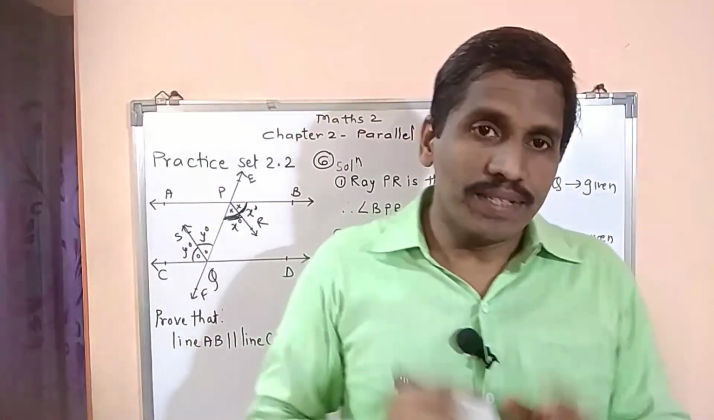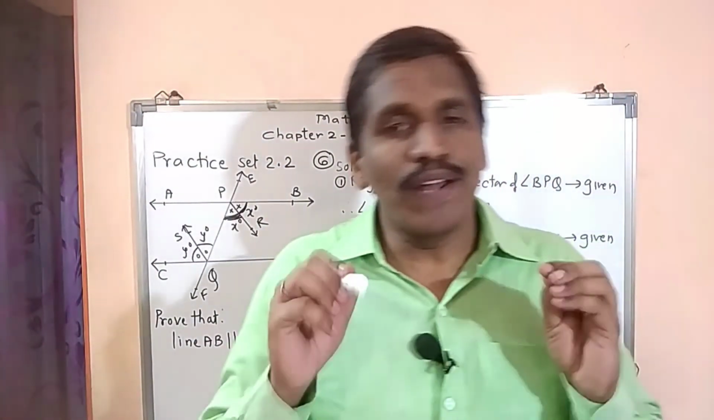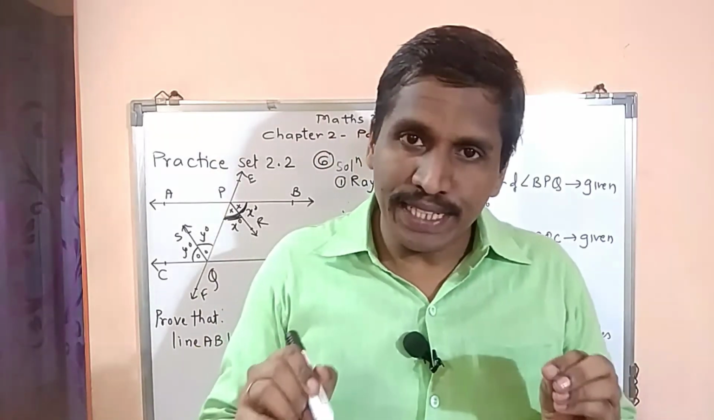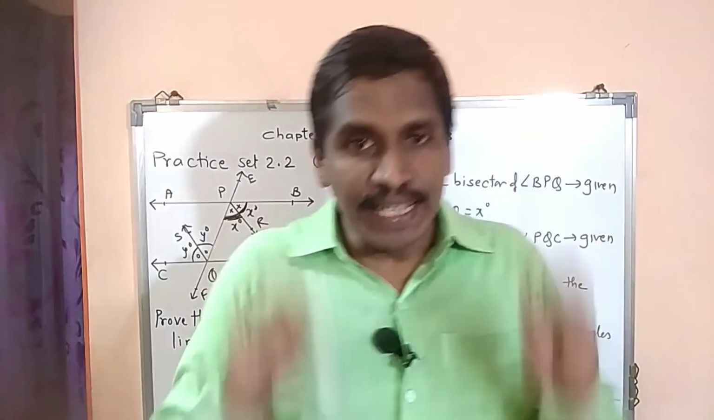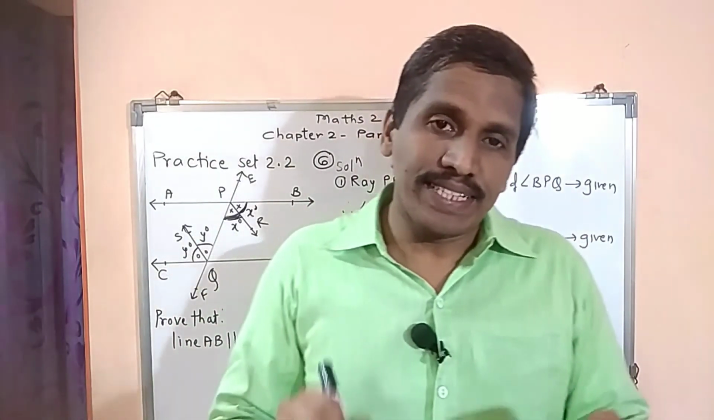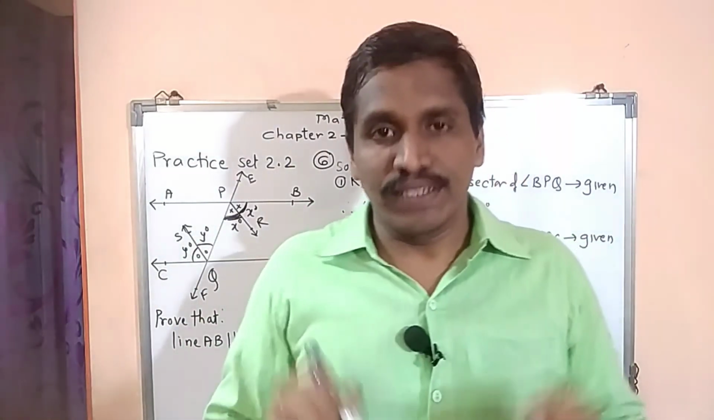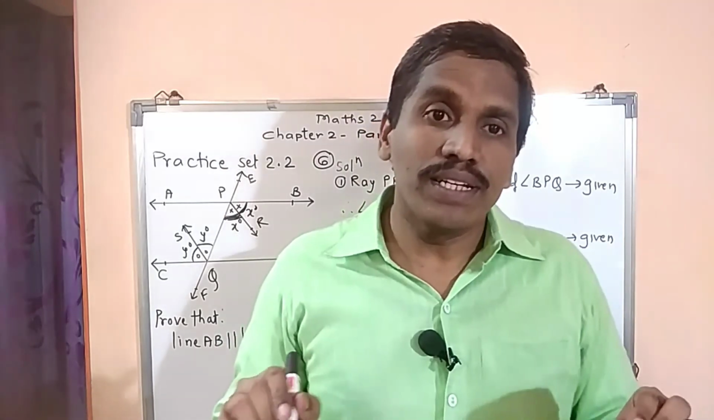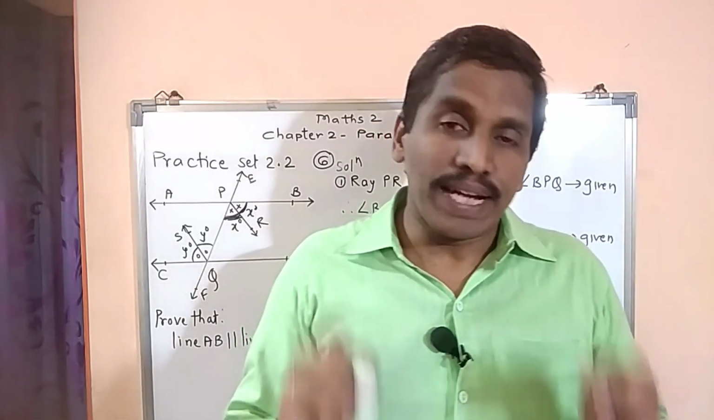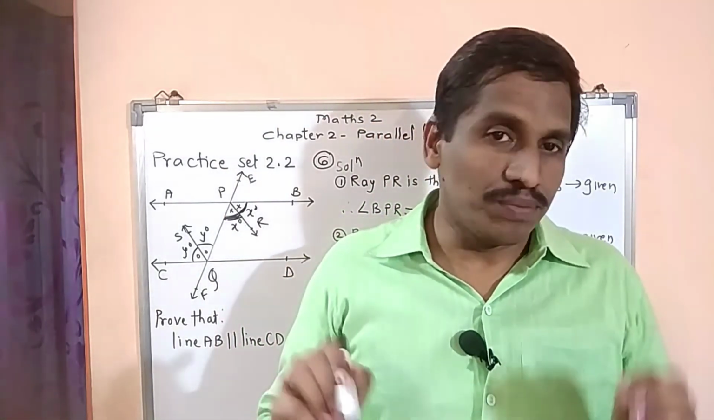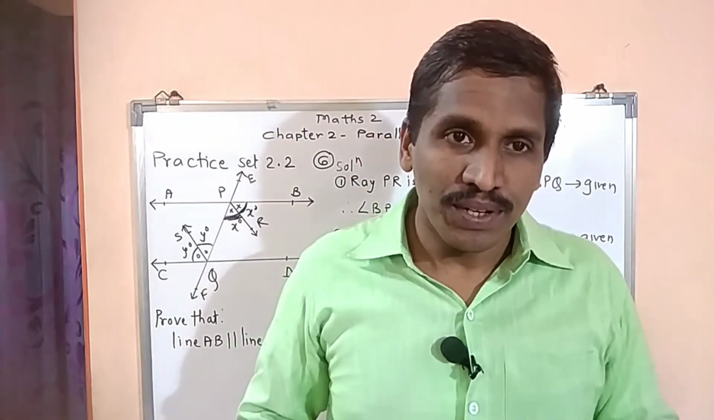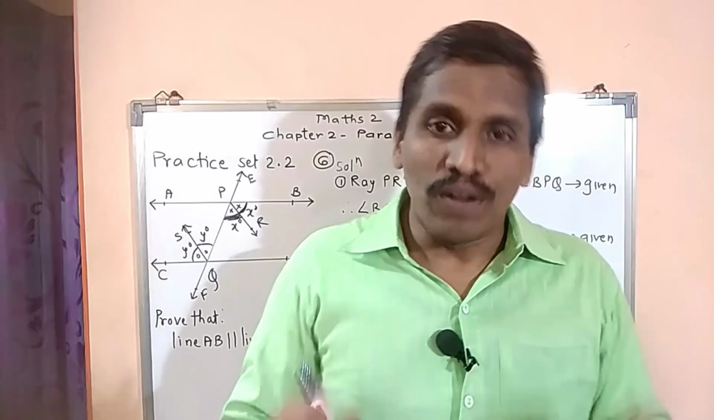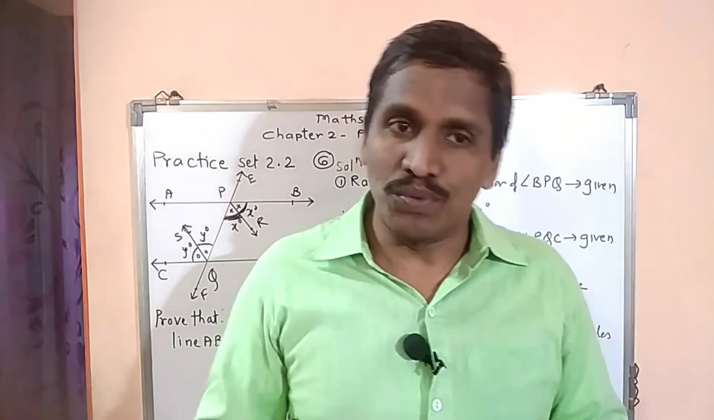Today we have proved that the sum of measures of all angles of a triangle is 180 degrees. Then we have proved the corresponding angle test, alternate angles test, and interior angle test. We have thoroughly solved practice set 2.2. So revise it well. In the next video, we are going to solve problem set 2.